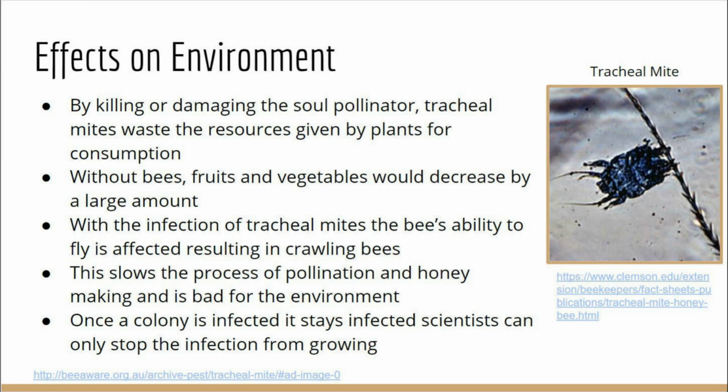Effects on the environment. By killing or damaging the sole pollinator, tracheal mites waste the resources given by plants for consumption. Without bees, fruits and vegetables would decrease by a large amount. With the infection of tracheal mites, the bee's ability to fly is affected, resulting in crawling bees. This slows the process of pollination and honey making, therefore is bad for the environment.